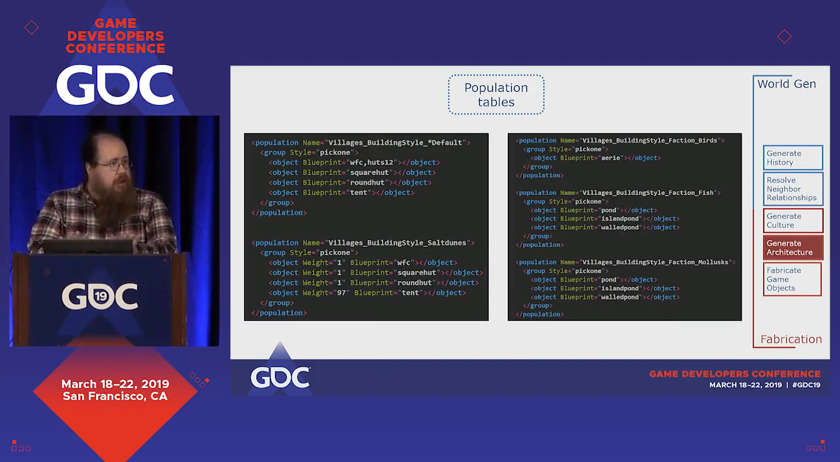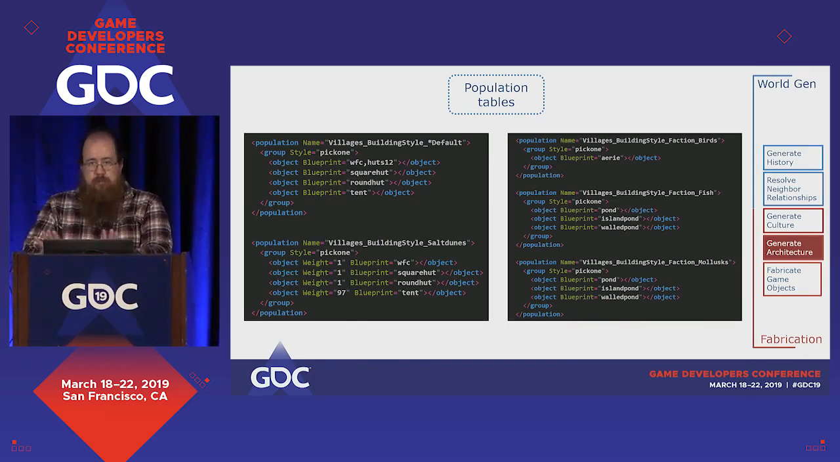We're making very concrete decisions using population tables to make this building style decision. So let's take a look at these input population tables. On the left, you can see a default building style. This applies if no other specializations exist. Below it, you can see a region-based population table. So this is a population table that is selected for a salt dunes region. You can see that tents are given very high weight in this table. On the right, you can see population tables for specific factions.